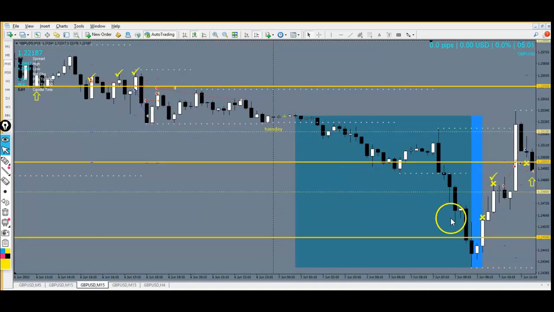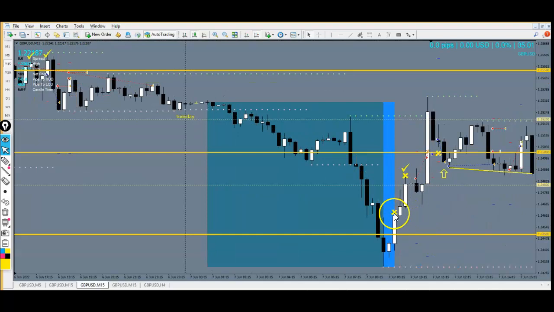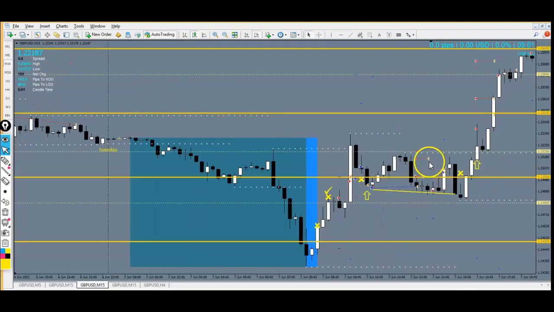Okay, but let's see. So I didn't enter here. I entered at this level, came back down, but I was stopped out. All right, then I entered at this level here, looking for it to go long, but got stopped out. I entered again. I got this 20 pips, but I was still looking for it to go all the way up to this zone here. So I got stopped out at break even.